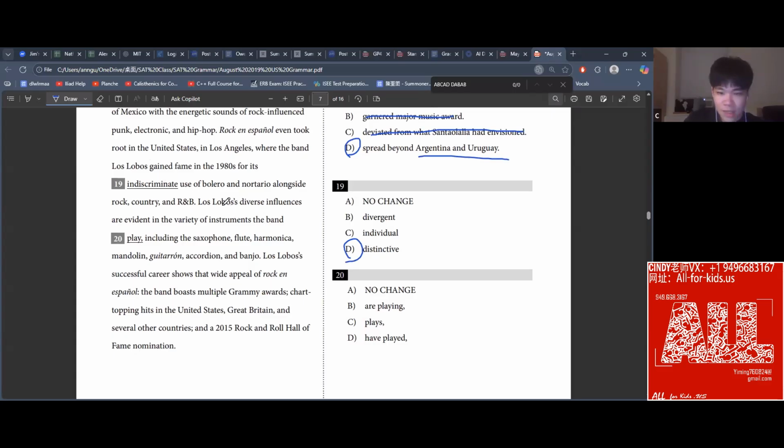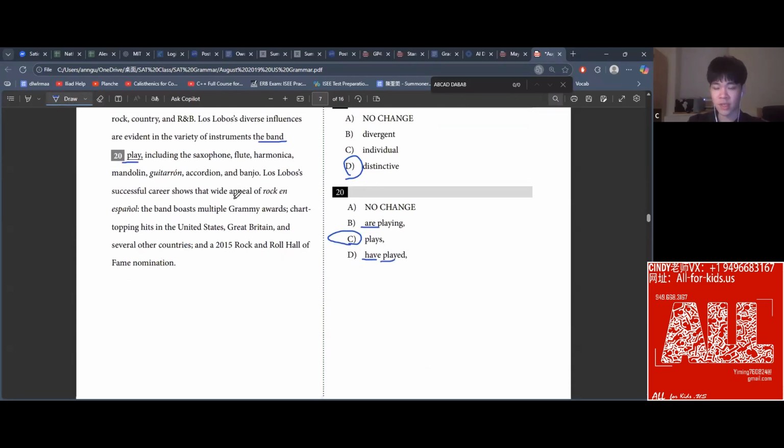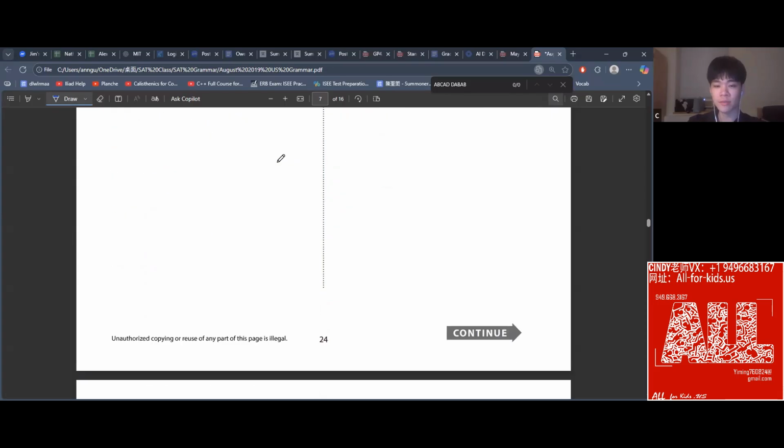Next, number 20. Los Lobos' diverse influences are evident in the variety of instruments the band plays. So the band plays instruments, right? The band is singular, so it should be plays. If you will notice also, this is plural, right? Play is plural. Are playing is plural. Have played is also plural. So the only singular choice is here. So just by looking at the choices, you know it's probably testing you about plurality, if it's plural, if it's singular. And yeah, we choose a singular choice.